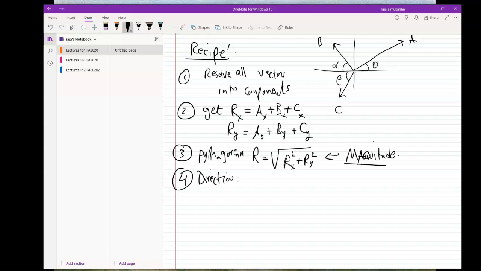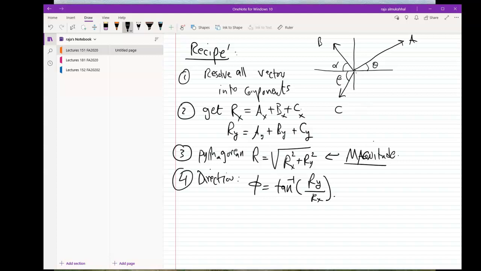How do I do that? Simple. Phi equals tan inverse of R sub y over R sub x. Memorize it. There we go. This is how you find the direction, okay? That's basically the recipe. It's a simple recipe. So let's apply this to the problem that we have just done.